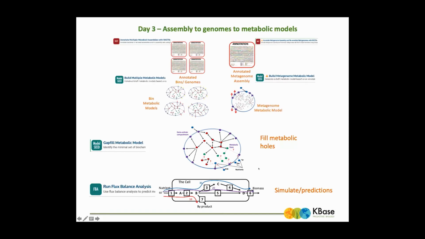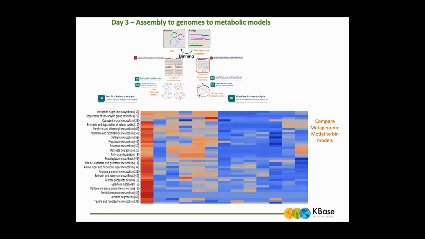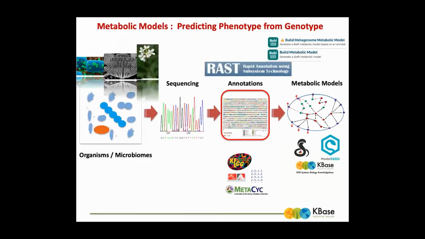So we can do our predictions, and then we run flux balance analysis on these models. And then finally, we compare our metagenome model to its bins. And this is a very rich analysis that you can get out of the system right now, how we compare the entire metabolism of a metagenome and how it's distributed across all the bins. So that's the workflow today in a nutshell.